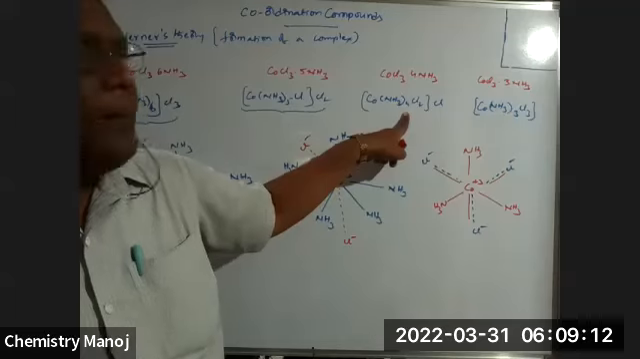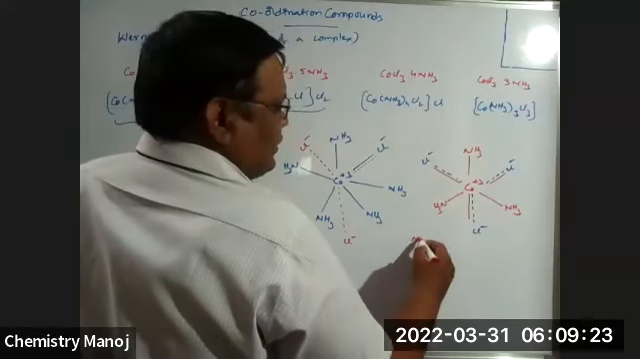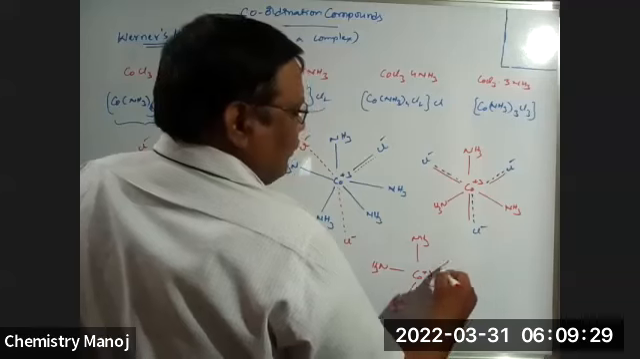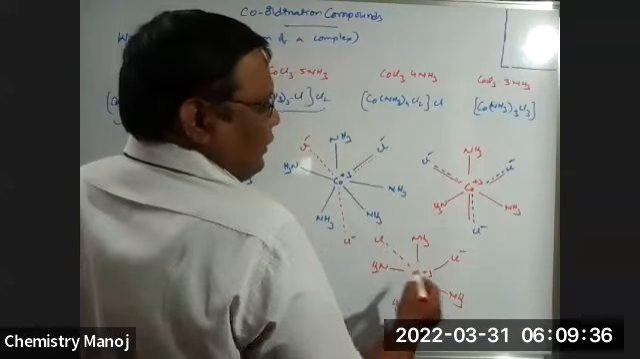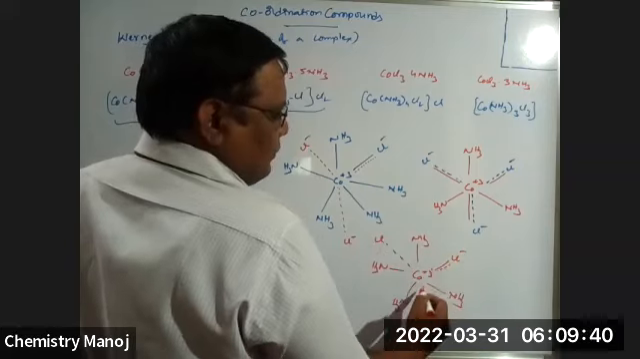Now tell me. Draw the structure of this one. Completed? Thick lines. NH3 4, Co plus 3. Thick lines for 4 ammonias, dotted line for 1 chlorine. One chlorine outside, that means only a dotted line. These 2 chlorines have both dotted lines and thick lines. Correct?